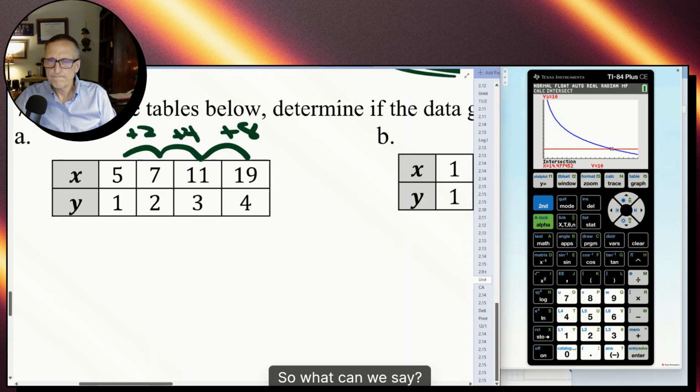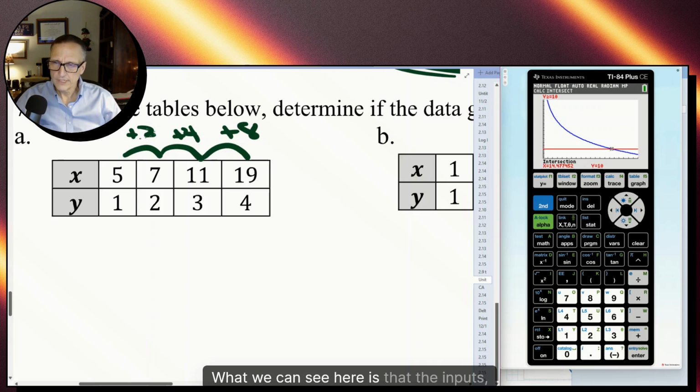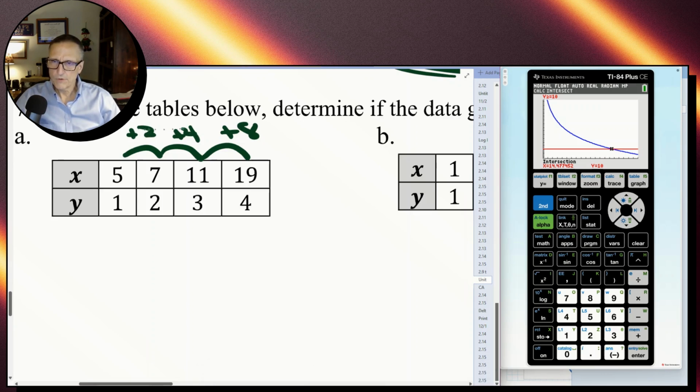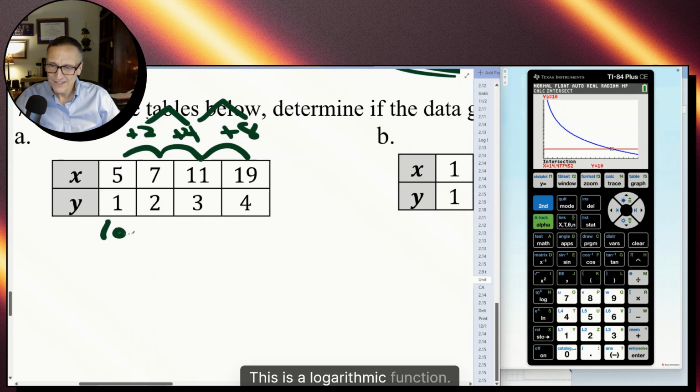So what can we say? What we can see here is that when I look at the amount of increase, 2, 4, and 8, notice that these differences are multiples of 2. 2 times 2 is 4, times 2 is 8. This means that I'm going to write the answer this way. I'm going to recognize this is exponential, or excuse me, this is a logarithmic function. Let me get a better pen here.